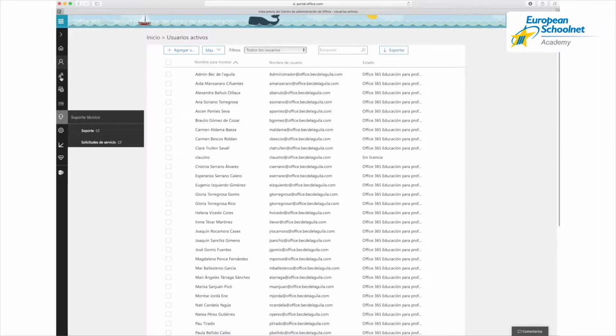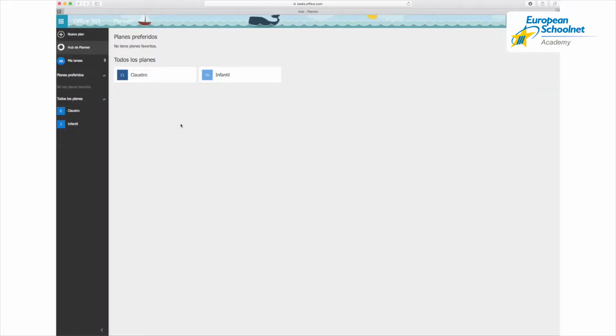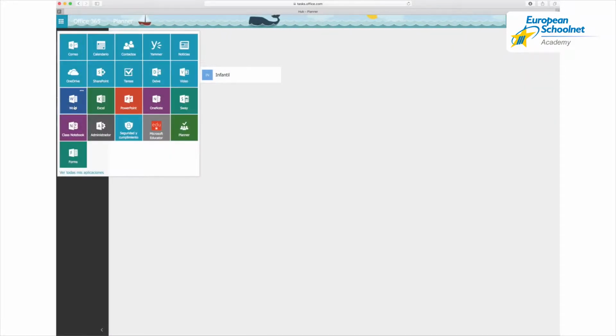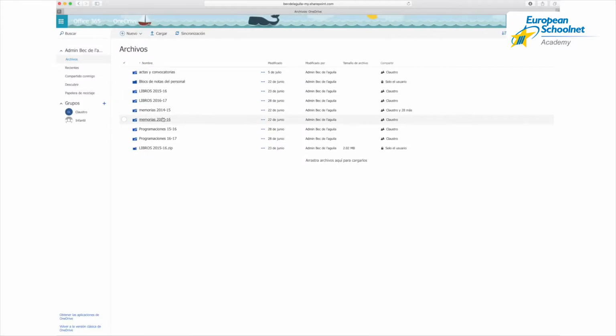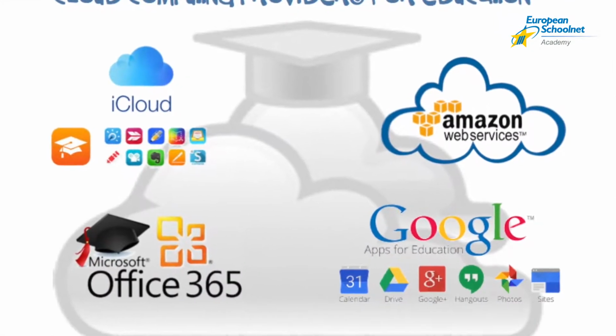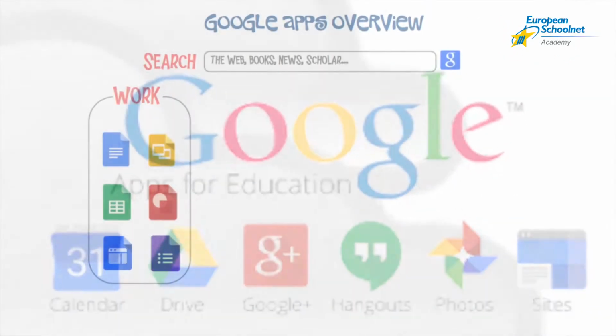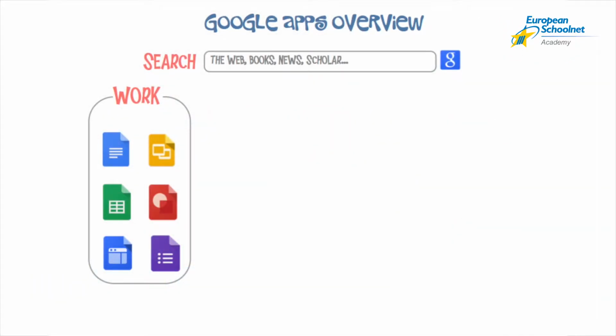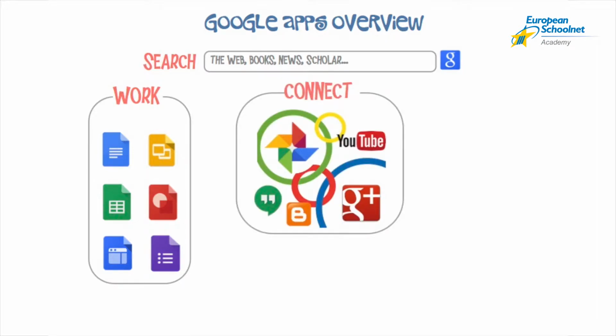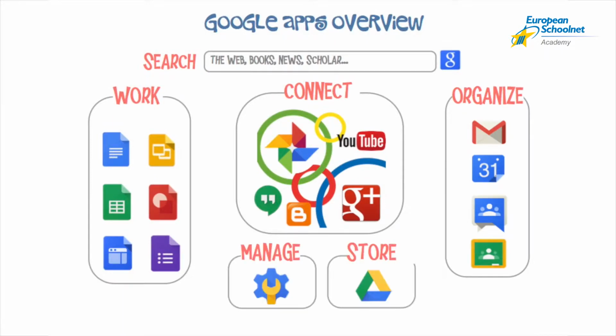After trying both Office and Google Apps for Education, we found that Office had more powerful tools, but Google Apps were easier to work with because of their clean and intuitive interface. Google Apps for Education can be grouped in tools to search, work, connect, organize, manage, and store. Let's have a quick look at some of the most used services in my school.